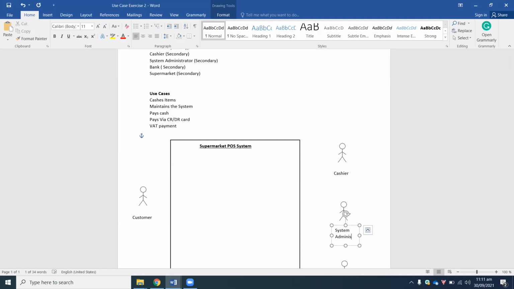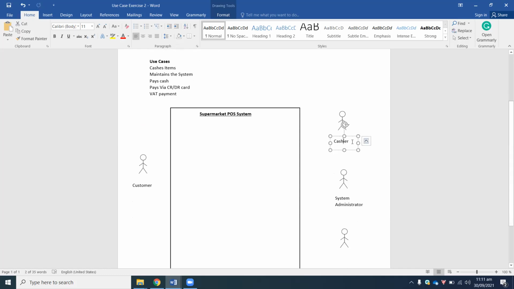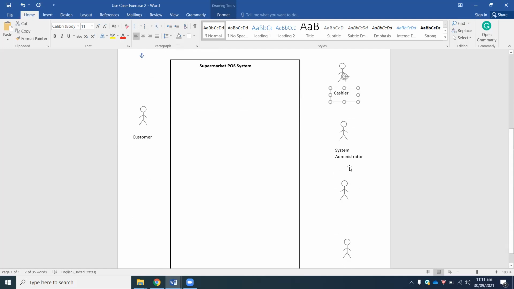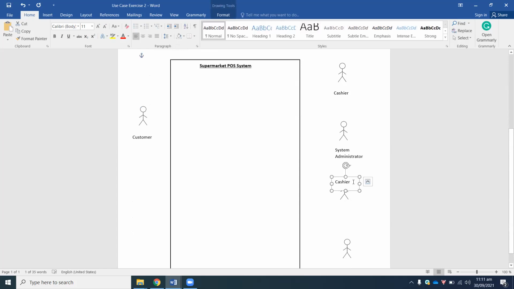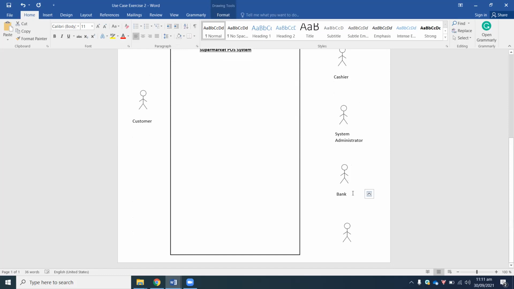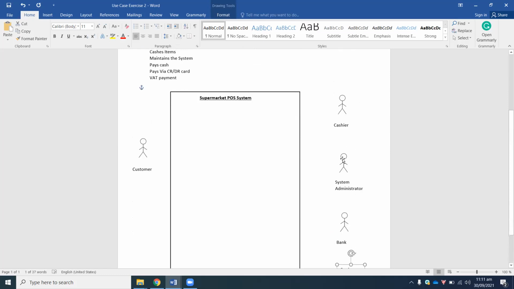Pardon me. And the second last one, sorry, is the bank. And the last one is the supermarket itself. So now I have to pull this up a bit because my last actor is not fitting in.